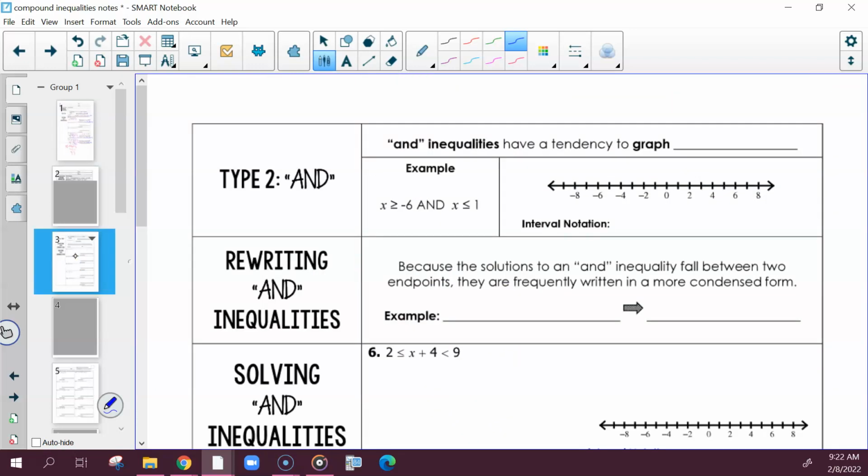Now, everything we just talked about for or inequalities is the opposite for and inequalities. So and inequalities have a tendency to graph together.